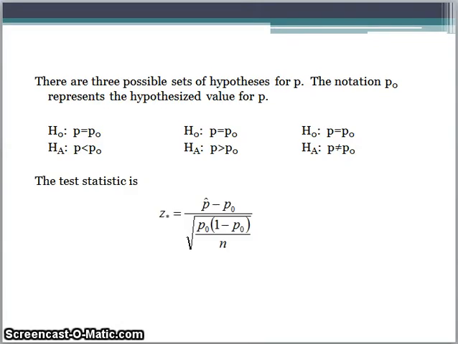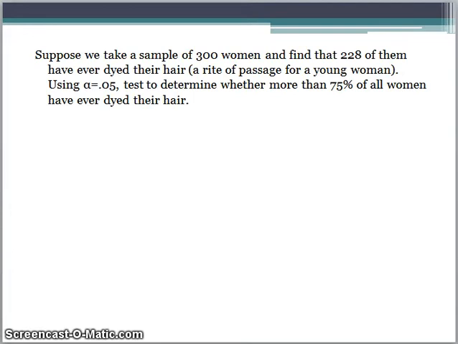Here's the test statistic. This looks a little messy, but it's not that bad. It's the sample proportion minus the population proportion, the hypothesized value, divided by all of that. And again, we're going to do the same thing we did before of rejecting H naught if the p-value is less than the alpha.